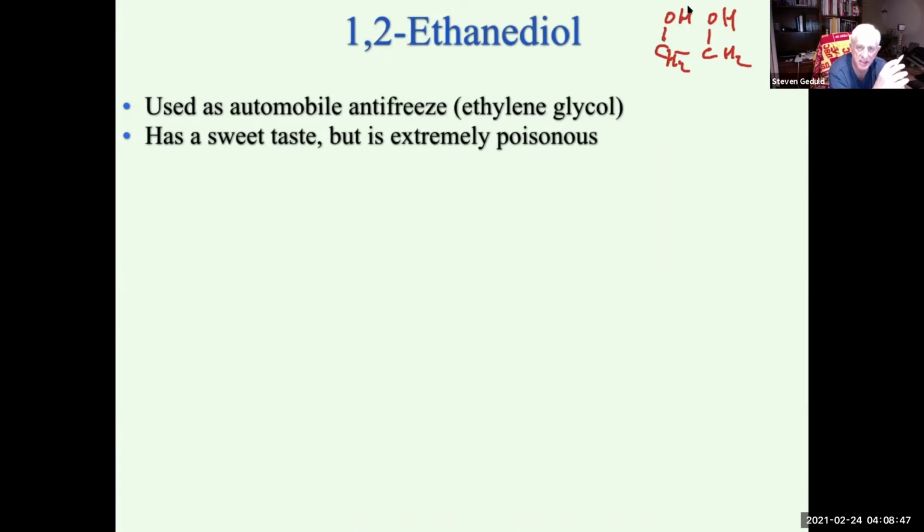But like I said, ethylene glycol has a sweet taste. I'll look up the name of the case. I forget what it was, and the name of the disease too. I forget her name. I'll look it up.